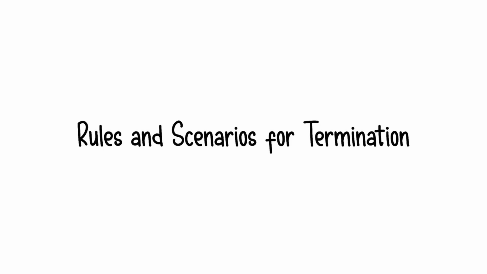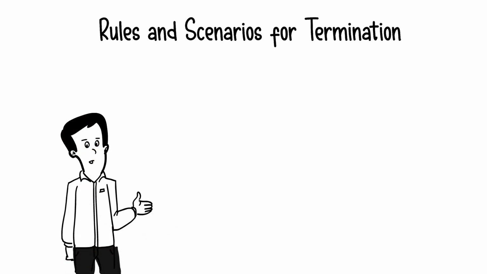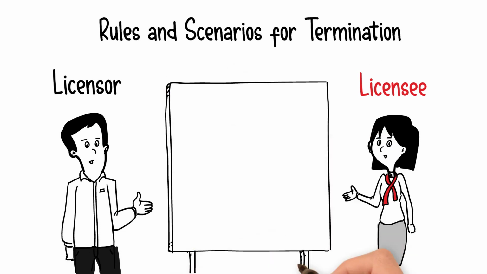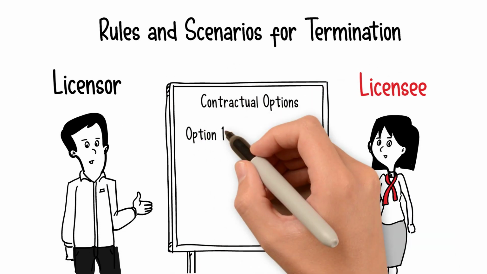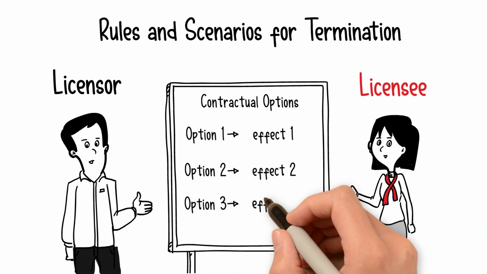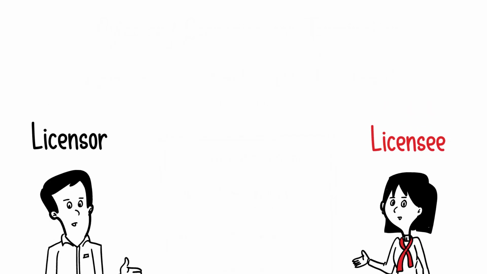Rules and scenarios for termination. Termination is generally associated with failure. By negotiating clear grounds for early termination before committing, negative connotations can be avoided. One should carefully assess and evaluate the effects of termination before committing. In most cases, they can be agreed during negotiation and defined in the agreement.